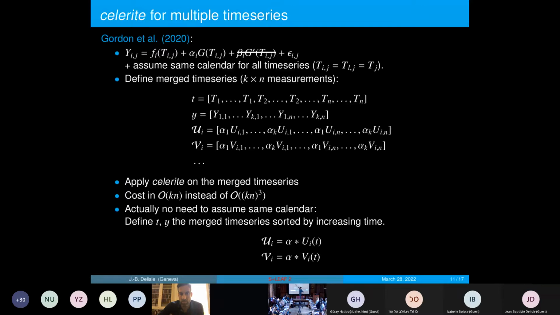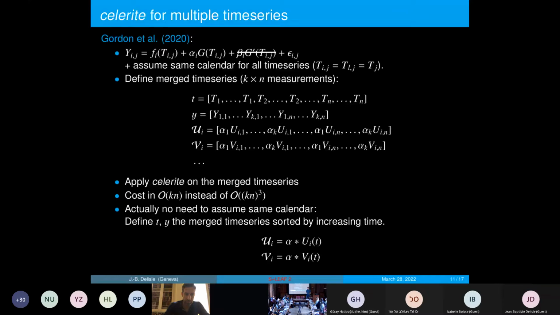In the model, it's very similar to what we want here, but there is no derivative. So we have several time series with a deterministic model, so the planets or the offsets, and a coefficient in front of the Gaussian process, a different coefficient for different time series. They also assume the same calendar for all the time series, but actually this assumption can be relaxed.